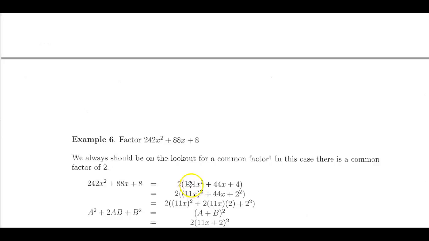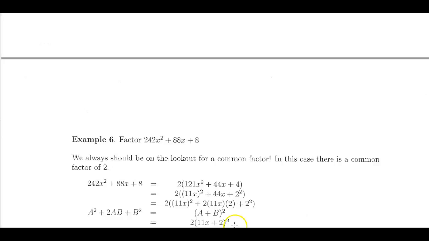Now 121 is 11 squared. So 121x squared we can write as the quantity 11x squared, plus 44x, plus 2 squared gives us the 4. So inside the parentheses I have 11x squared plus 2 times 11x times 2, which brings us back to 44x, plus 2 squared. So here inside these parentheses we have the pattern. We can use a plus b squared.